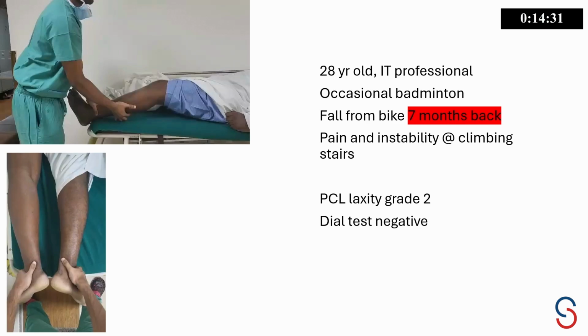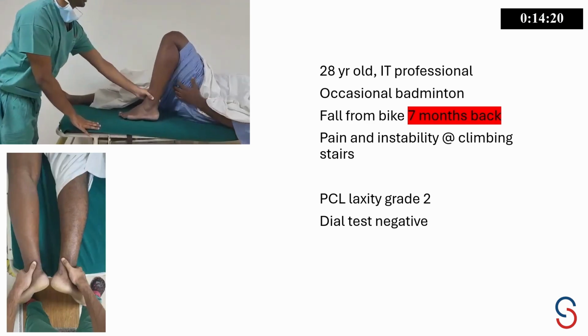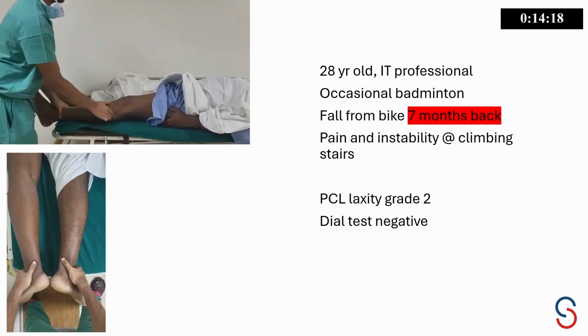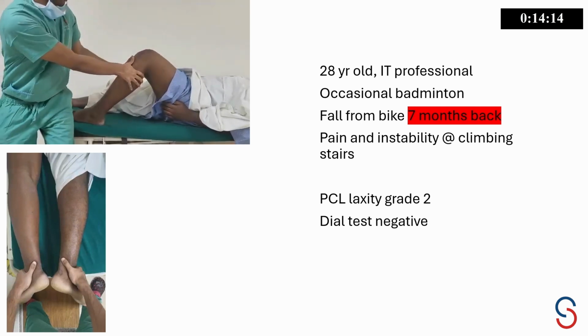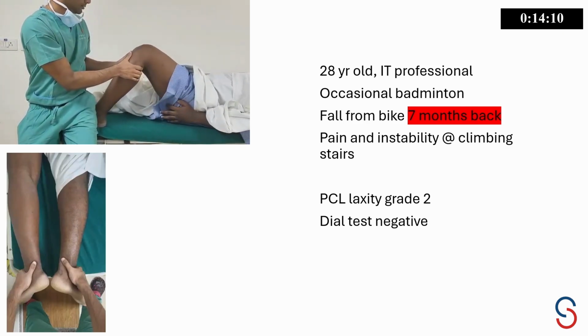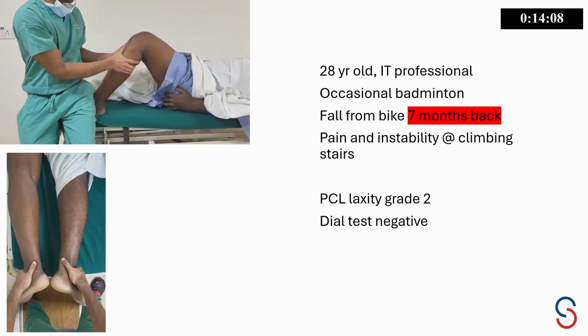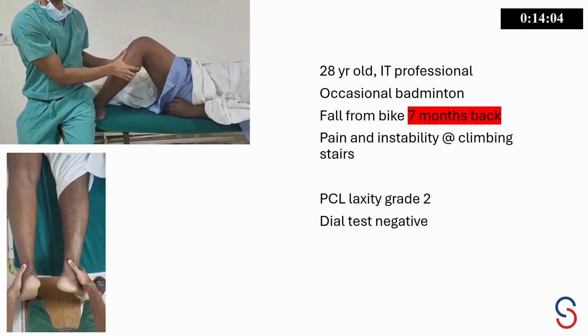A 28-year-old IT professional, occasional badminton player, fall from bike 7 months back. Pain and instability while climbing stairs, PCL laxity grade 2, dial test negative. A moderately active, moderately built IT professional who plays badminton occasionally, with injury 7 months back, a fall from the bike with direct impact into the knee joint.